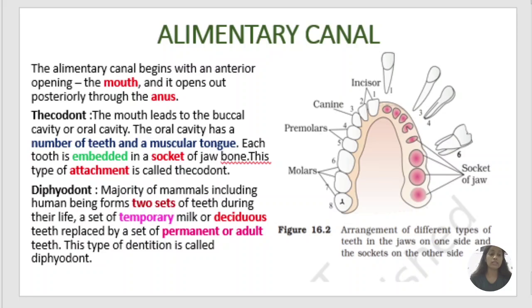Now let's learn what is diphyodont. Majority of mammals, including human beings, form two sets of teeth during their life. A set of temporary milk or deciduous teeth replaced by a set of permanent or adult teeth. This type of dentition is called as diphyodont.